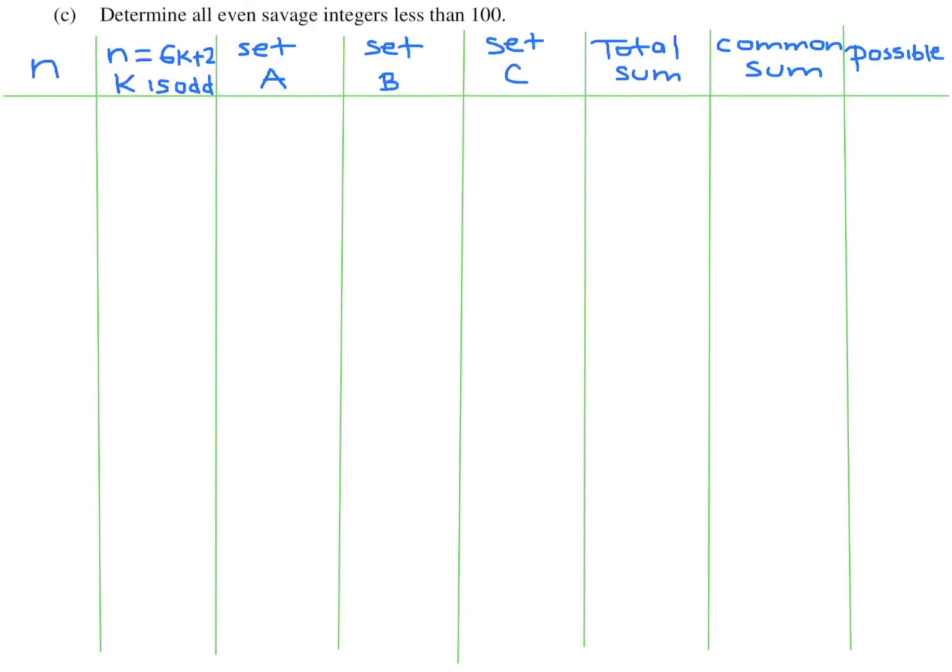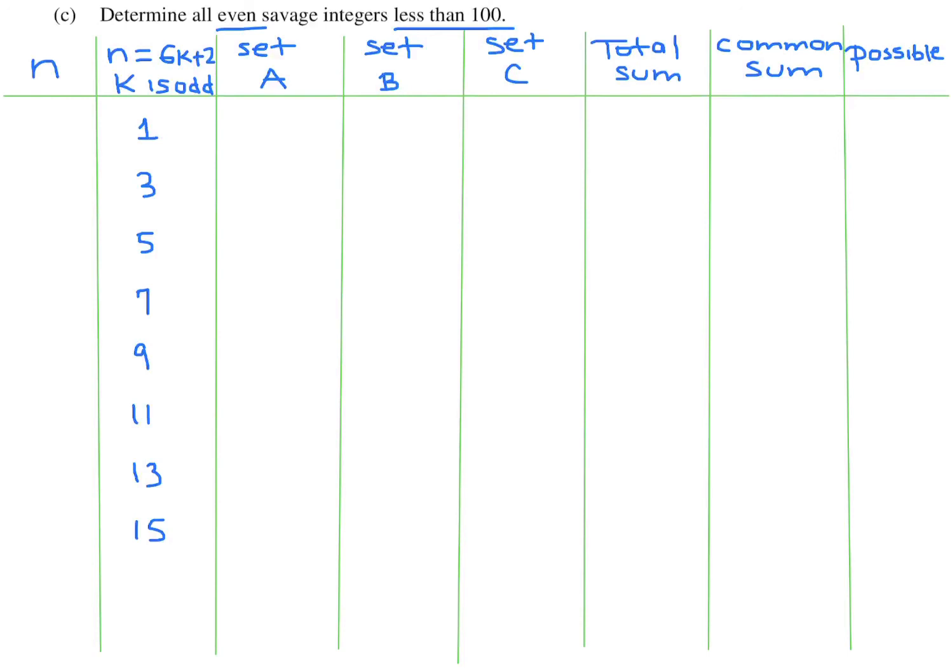So let's first fill out n. And we want less than 100, correct? All right, and we want even. Okay. So k is odd. So let's look at 1, 3, 5, 7, 9, 11, 13, and 15, because I think after k equals 15, we'll start getting values of n that are greater than 100.